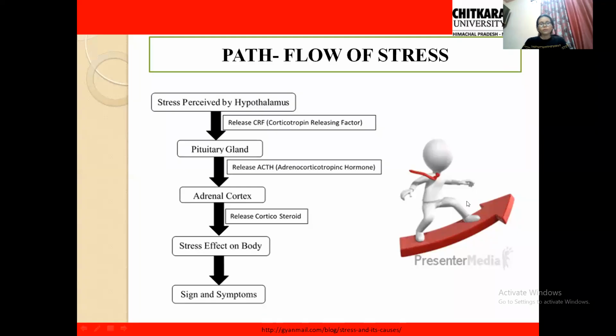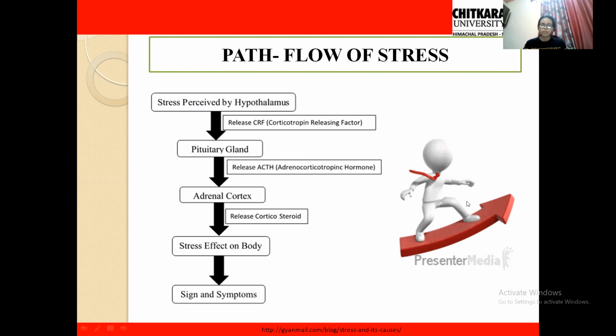So next we'll go to the path flow of the stress. What is the path flow of the stress? That is, when we experience a particular stimulus, how stress gets initiated, gets started within our body. So first, the stress is perceived by the hypothalamus. When we see a particular stimulus, environment or condition, we feel that it is stress. Okay, that is perceived by my hypothalamus.